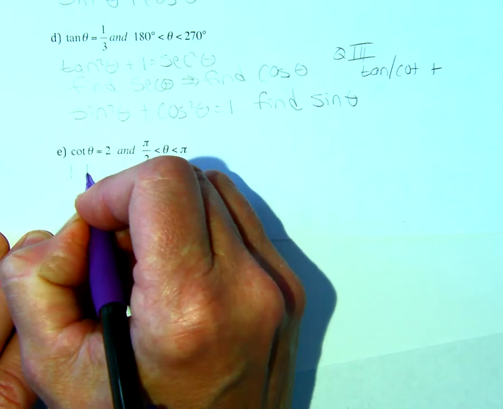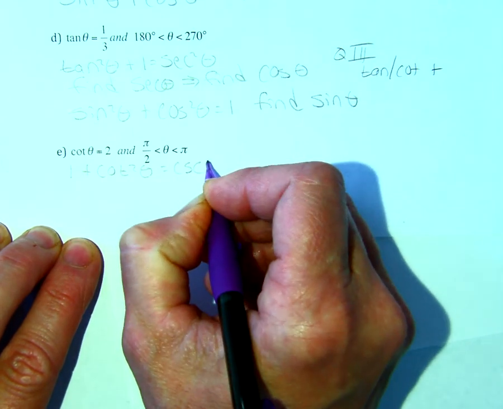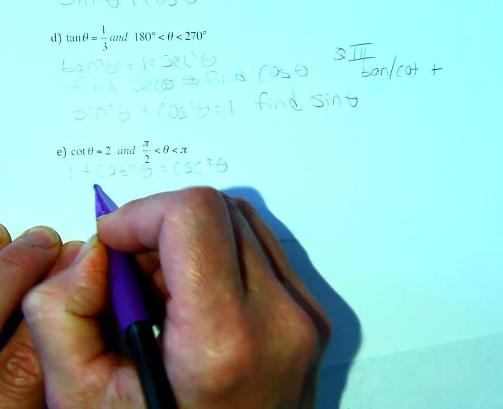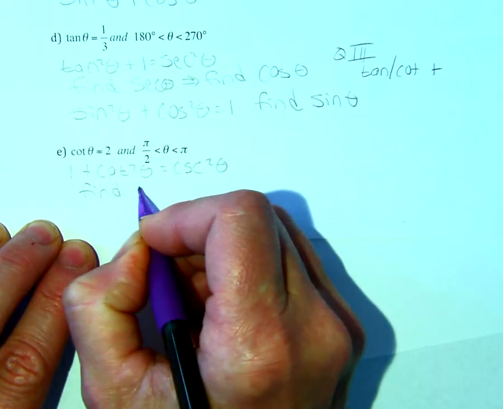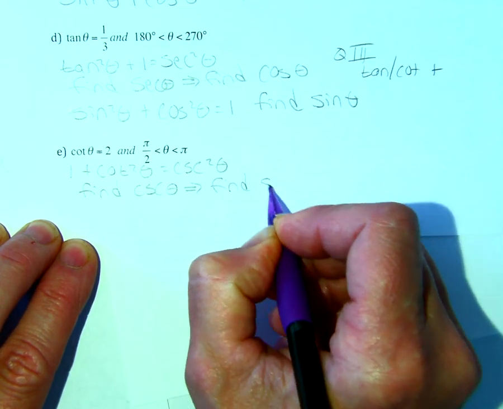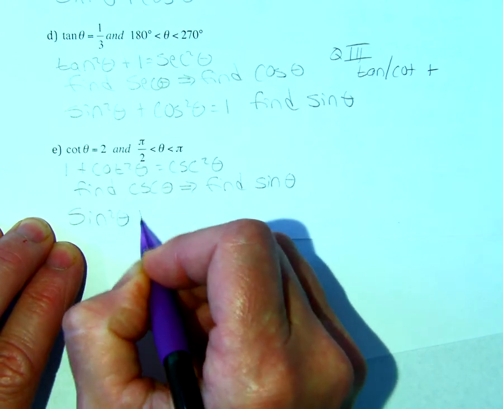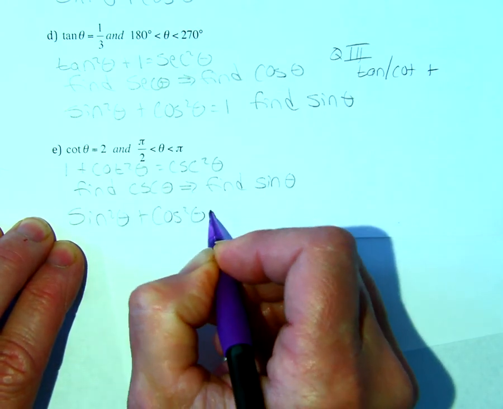So we would use 1 plus cotangent squared theta equals cosecant squared theta. And then we could find cosecant. Once we do that, we can find sine. Once we have sine, we go back to this formula and find cosine.